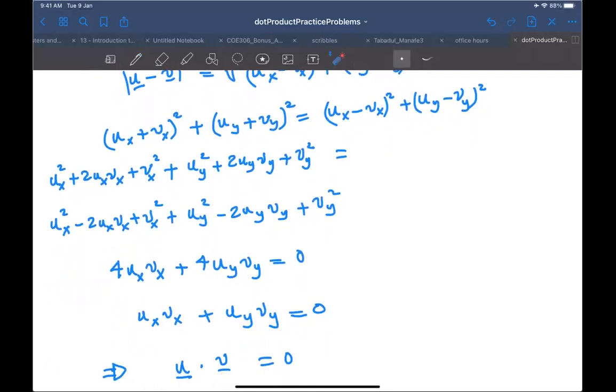What does it mean? It means that U and V are perpendicular to each other because their dot product is 0. And if you remember, the dot product is also related to the cosine of the angle between the two vectors: the magnitude of V and the magnitude of U multiplied by the cosine of theta. And when does the cosine get 0? It's when the angle is 90 degrees, or when the two vectors are perpendicular to each other.